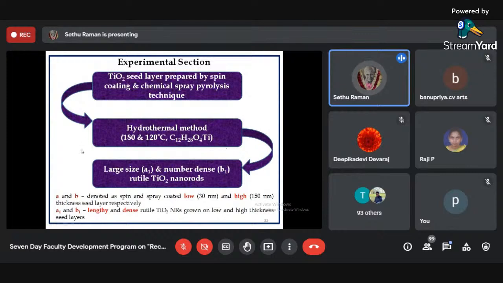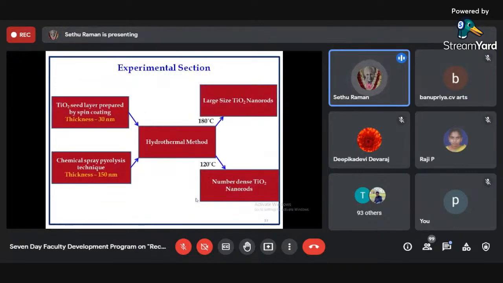Generally, for the spin and spray coated samples, I mean the seed layers, the spin coated seed layer has a thickness of 30 nanometer and the spray coated seed layer has a thickness of 150 nanometer. These were used for the growth of TiO2 nanorods. The first one shows how we get lengthy and dense rutile TiO2 nanorods on lower and higher thickness seed layers. This is the experimental section.